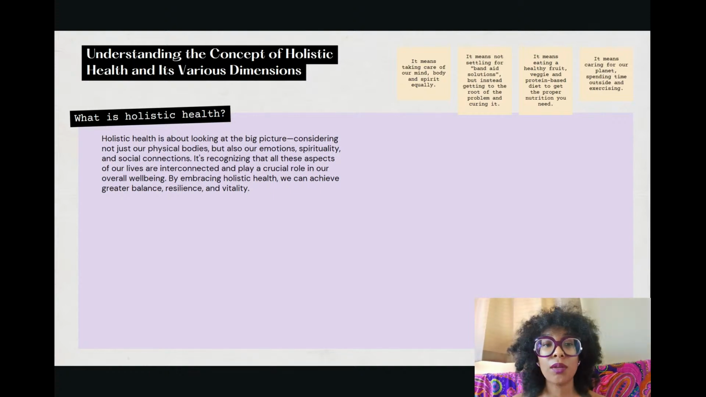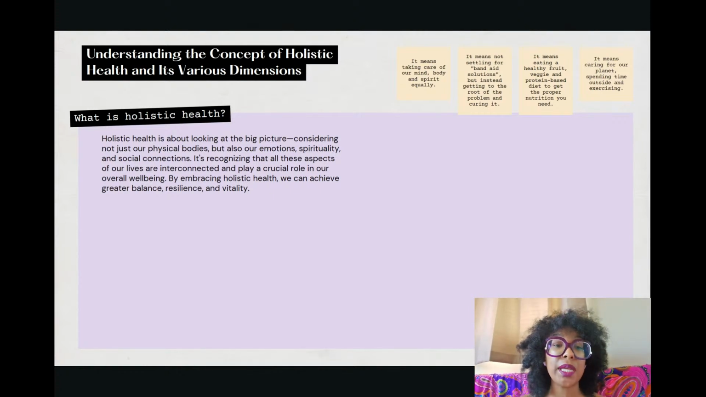So holistic health also means caring for our planet and spending time outside and exercising, because those little things could really be minor but play a huge role in our overall health. So they really play a big role in holistic health as well.